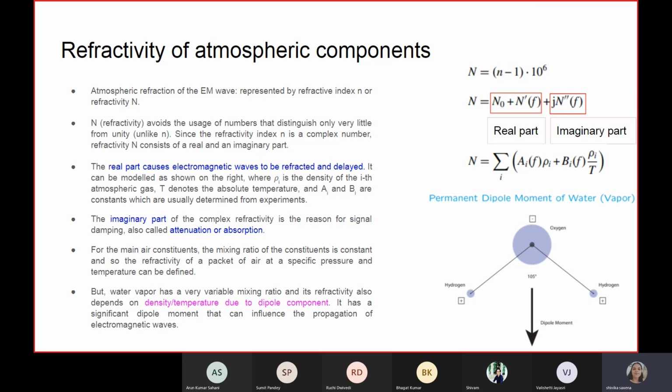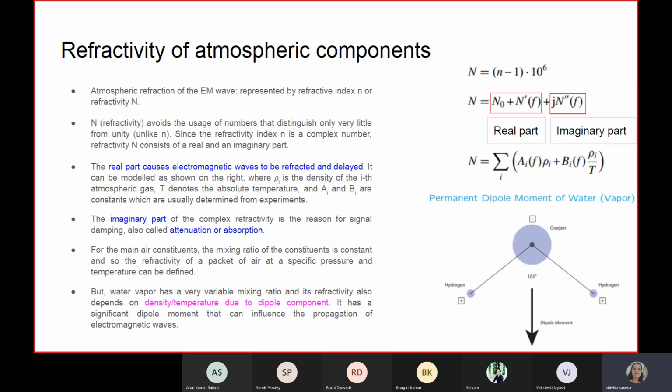So for main air constituents like the dry gases, etc., the mixing ratio of the constituents is constant. The proportion in the mixture of the atmosphere is known as the mixing ratio, and it remains constant. So the refractivity of a packet of air at a specific pressure and temperature can be identified. But for water vapor, which is our main area of interest here, water vapor has a very variable mixing ratio. In some places it would be drier than other places, or some places may be more humid than other places. So it has a very variable mixing ratio, and its refractivity also depends on density or temperature due to dipole moment.